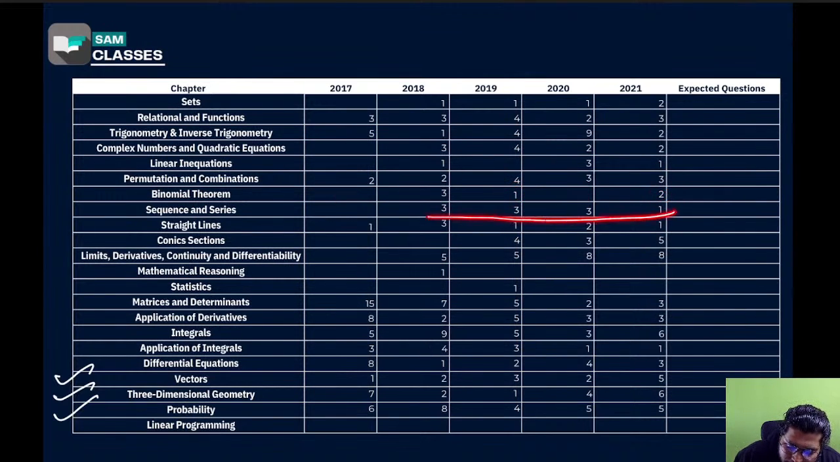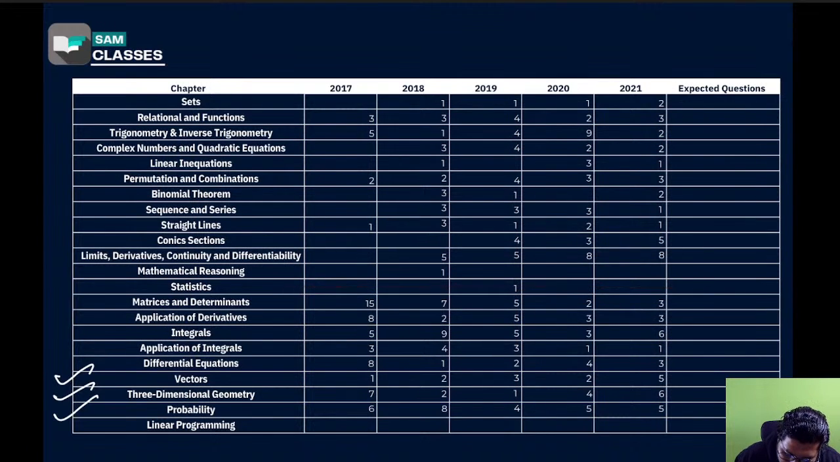Sequence and series, almost 1 mark or 3 mark. Straight lines, again 1, 2, 3, all. Conics important. Last 3 years I have seen 4, 3, 5. Okay, so important, last 3 years it is getting a good weightage. Complex, minimum 2 questions, maximum 4, on an average 3.